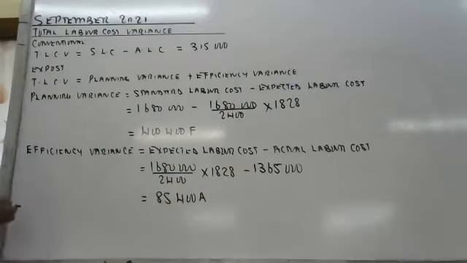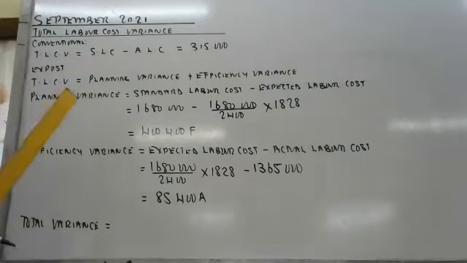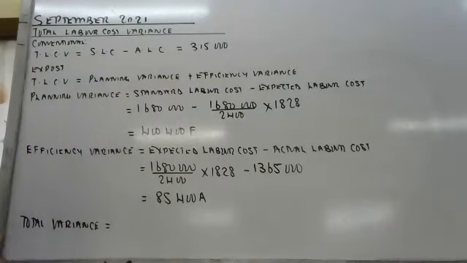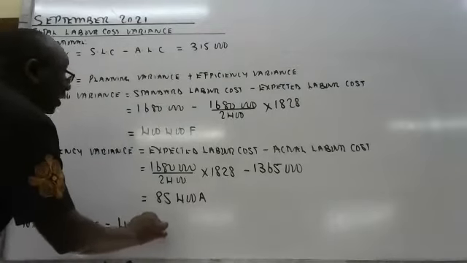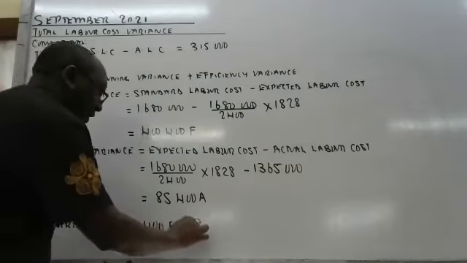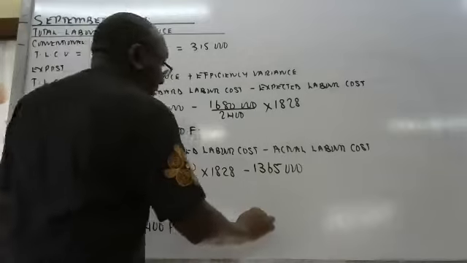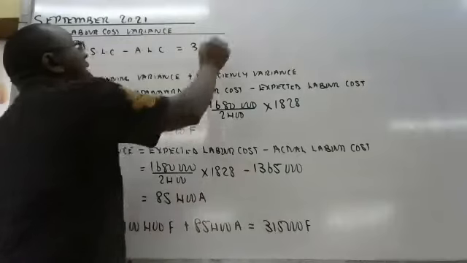So the total variance will now be equal to, according to this formula, the planning plus the efficiency. So the planning is 400 favorable plus 85 400 adverse. Check whether it is taking you back to be 15,000 favorable. This one should have been favorable.